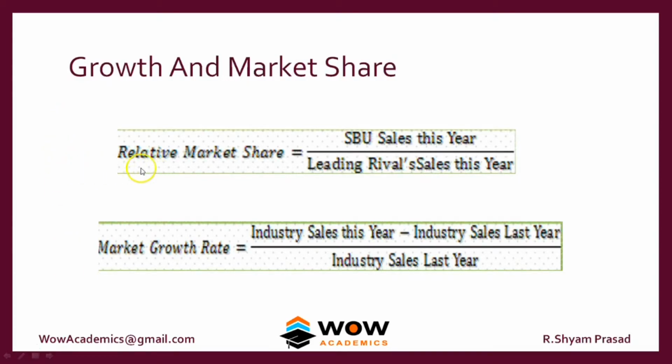The first one is relative market share. We have already discussed what market share is. Relative market share is the SBU's sales this year, so it's going to be Bata's sales this year, 20 shoes out of 100, divided by the leading rival's sales this year. Who is the number 1 company in the footwear market? We'll assume it's Nike. Nike's total sales is 40. So the answer will be 20 by 40, which gives you 0.5.